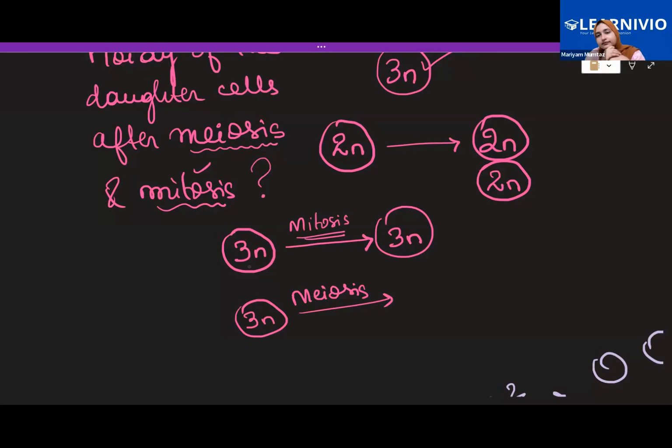n. No. How n? The n by 3. No, dear. If it is 3n and I'm saying the daughter cells, they will have half the number of chromosomes. So 3n by 2. This will be half the number. Right? Anything you get, you do half of it. That is how you're going to get the ploidy after meiosis.